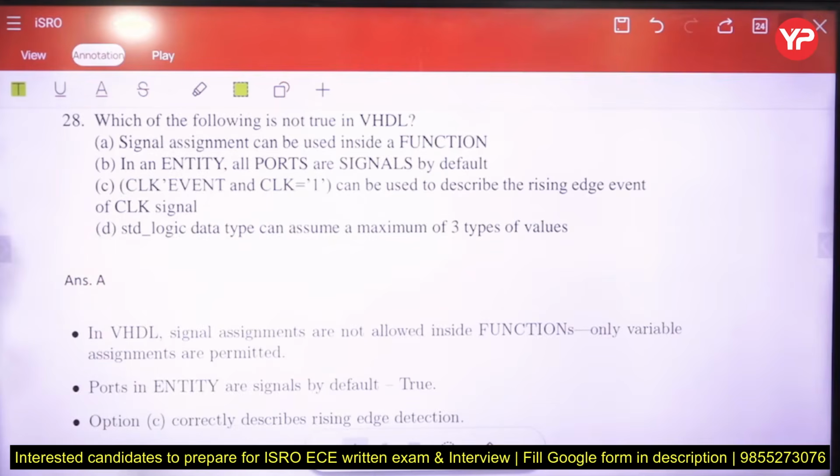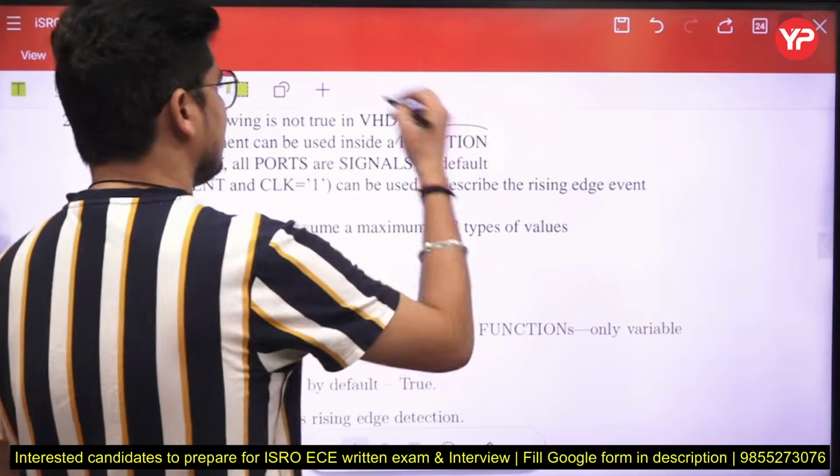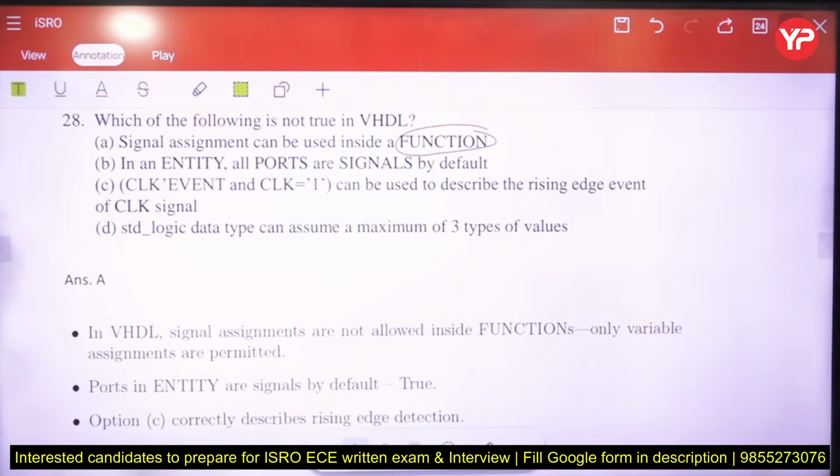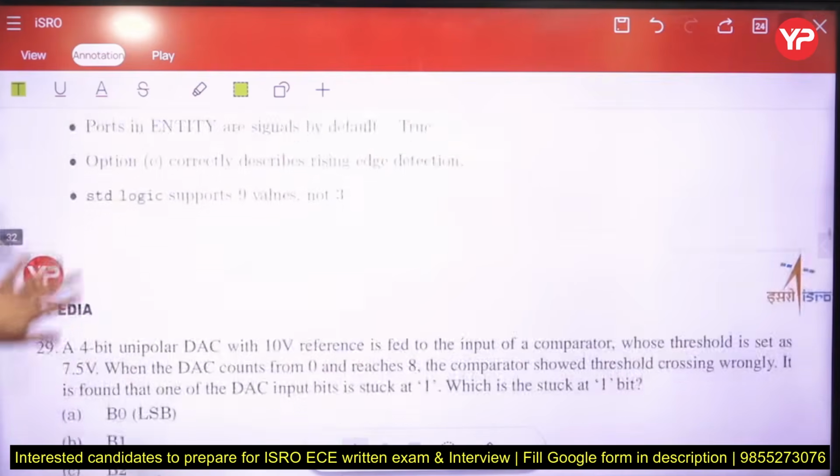Which of the following is not true in VHDL? In VHDL, mostly one question they will ask. You may leave that topic also, right? If you are good enough in VHDL, you can attempt that question, otherwise you can leave it. So basically, signal assignment can be used inside the function. See, whenever we are talking about VHDL, inside the function we never assign a signal. Signals will be assigned before that function, right? We assign every signal before the function. Inside the function we generally do the operation. So the answer will be A.